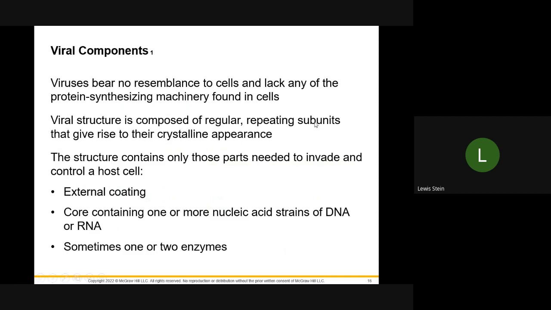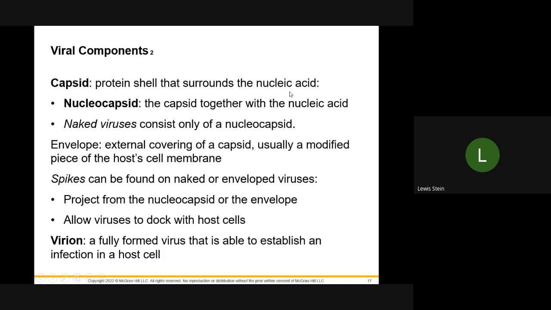Okay, so regular repeat units, only those parts needed to invade. It has a coat, DNA or RNA, sometimes a couple of enzymes. The capsid, the shell. Collectively, when we look at the capsid and the genetic material inside, we call it nucleocapsid. Naked viruses, that's all they have, plus the spikes that protrude. The envelope is a modified piece of membrane, typically from one of our cells or a bacterial cell, and the spikes are on the envelope. They protect the nucleocapsid and allow the virus to dock with host cells. The fully formed virus is called a virion.